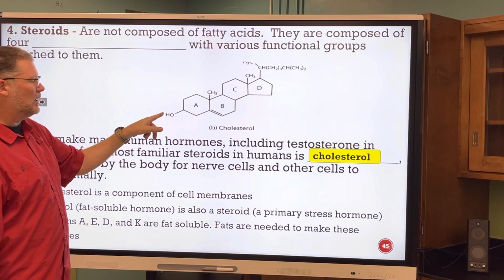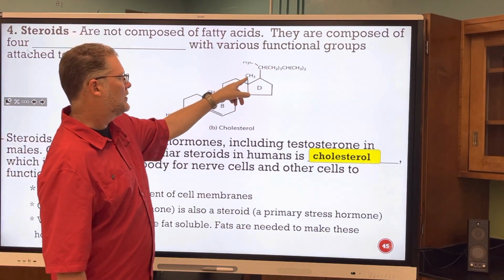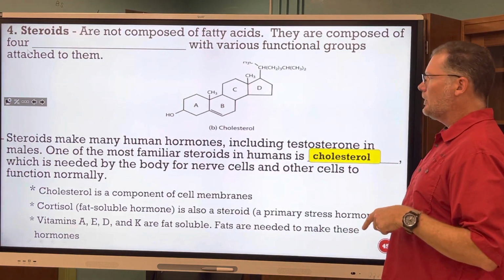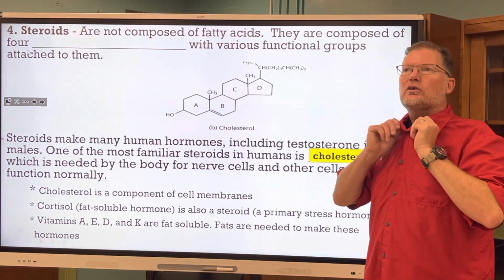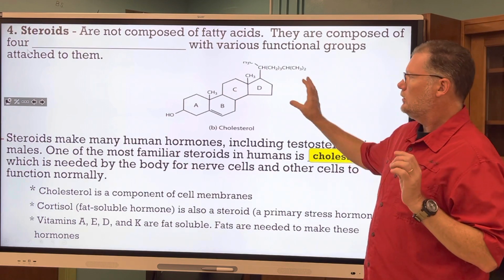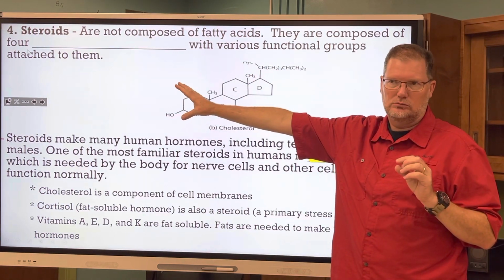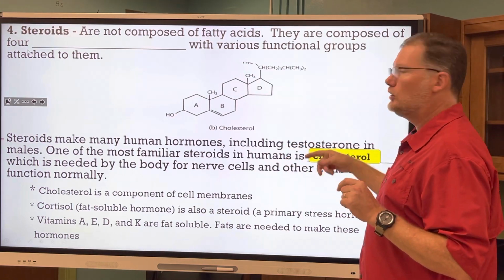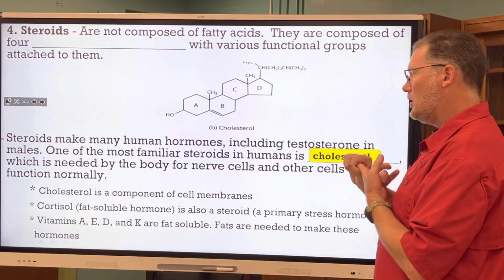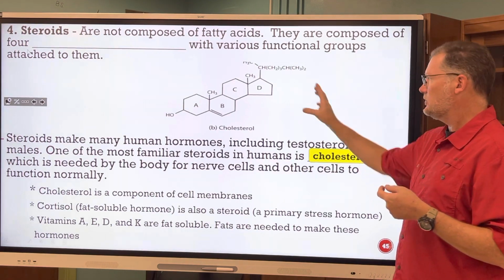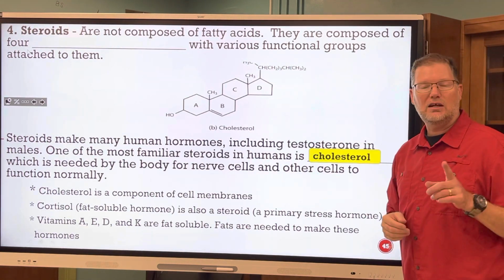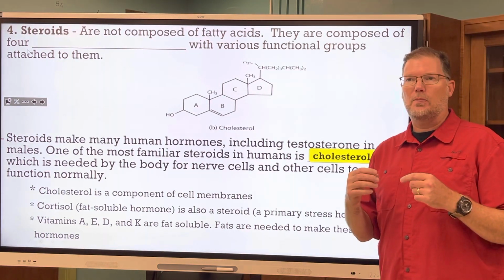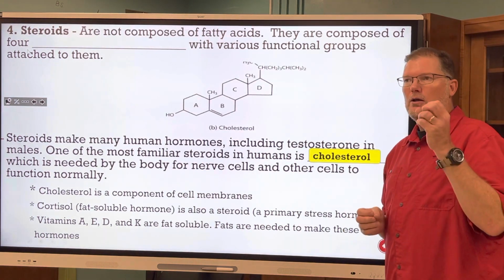So here you have a hydroxyl group, here you have a methyl group, another methyl group, and some group that I don't know the name of. And that's cholesterol. So cholesterol is an example of a steroid. And they make human hormones, including testosterone in males. And again, one of the most familiar ones is cholesterol, which is needed for nerve cells and other cells to function normally, okay?